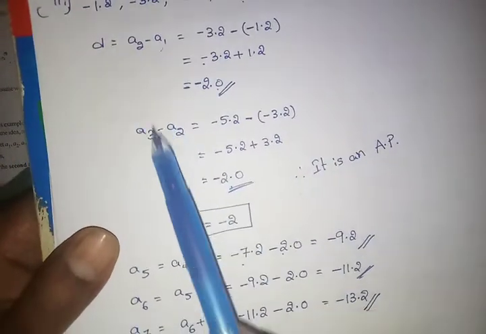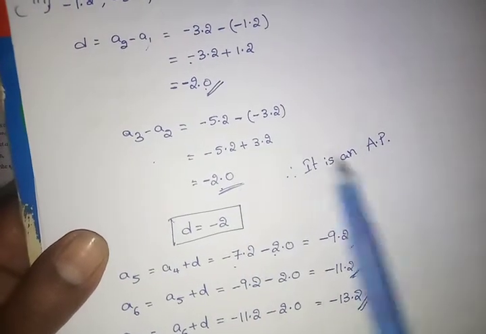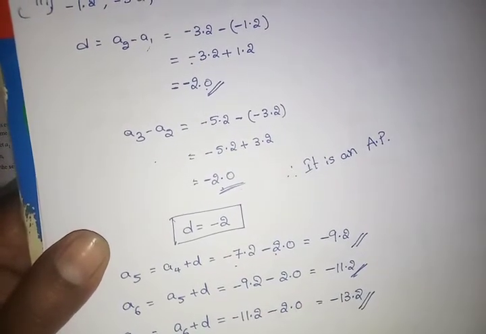See, A2 minus A1, A3 minus A2, we will do it. If they are equal, then we will say it is an AP. If they are not equal, it is not an AP. So we can leave it there.